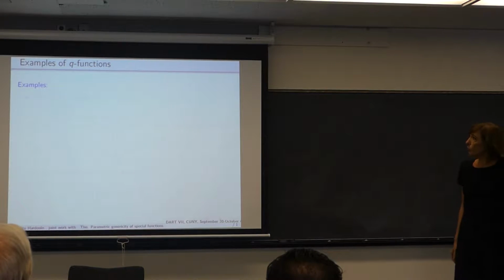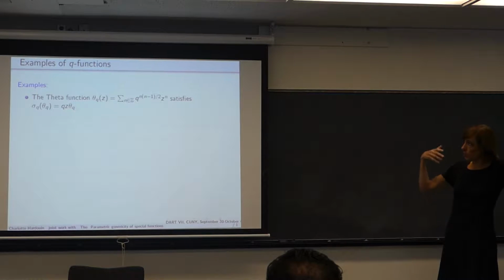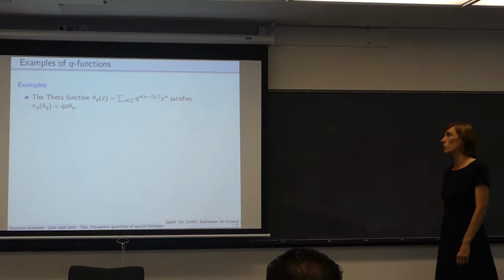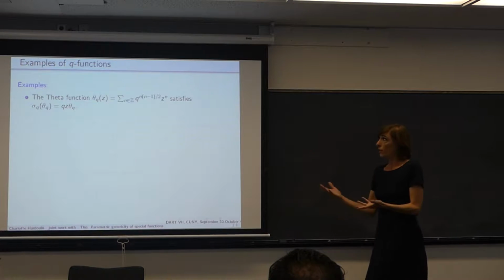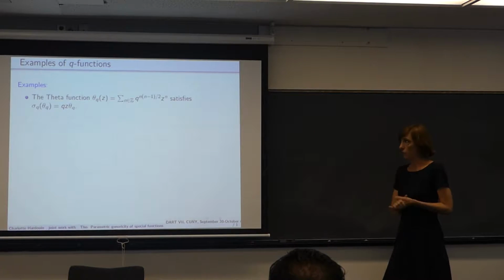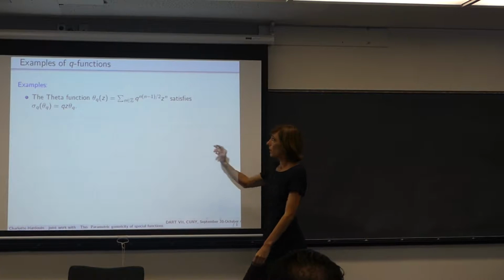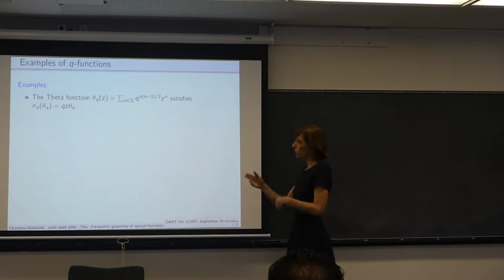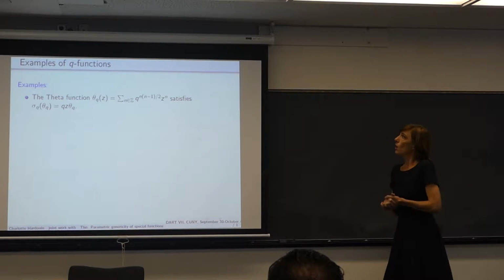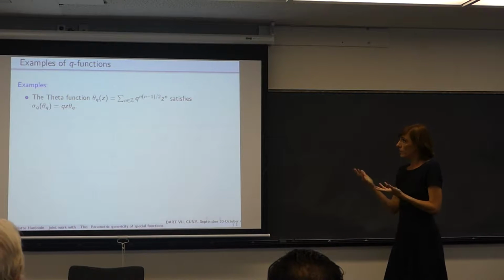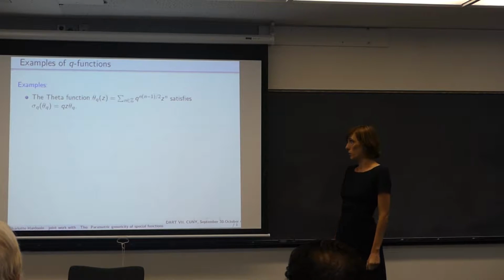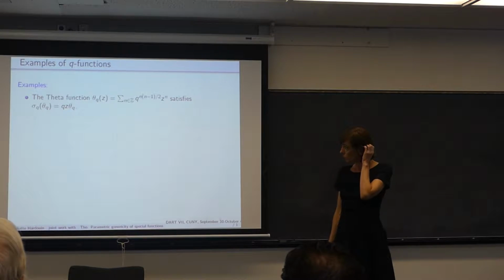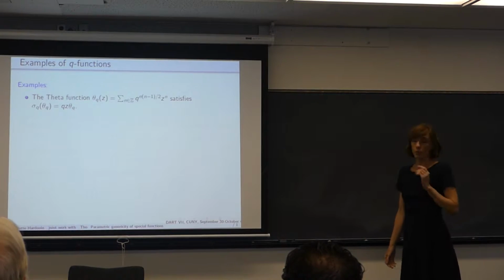Some examples of Q functions. So the first one, which is one of the building blocks when we want to solve Q-difference equations, is the theta function. That is, in fact, in this case, the theta function of Jacobi. If you view it as a function of Q and Z, and you do some change of variable, this theta function satisfies the following rank 1 Q-difference equation. So sigma q theta q equals qz theta q.